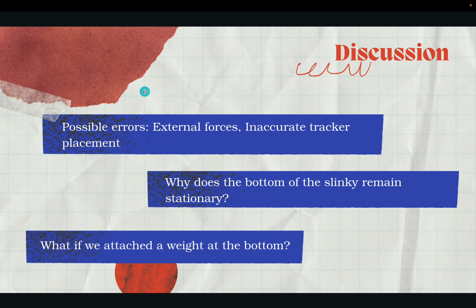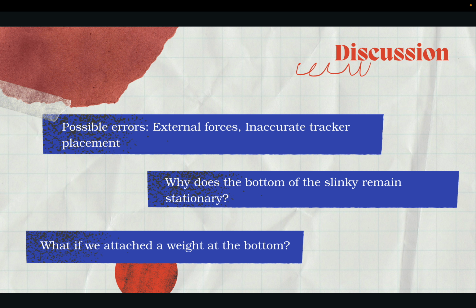So there were discrepancies with the model because, as we saw in the Tracker graph, it did seem like it was moving a little bit, but there are possible causes for these errors. There could be external forces that were acting on the Slinky that we didn't account for with our computational model, as well as inaccurate Tracker placement of the points on my part. And here are a few more discussion questions that we want to talk about.